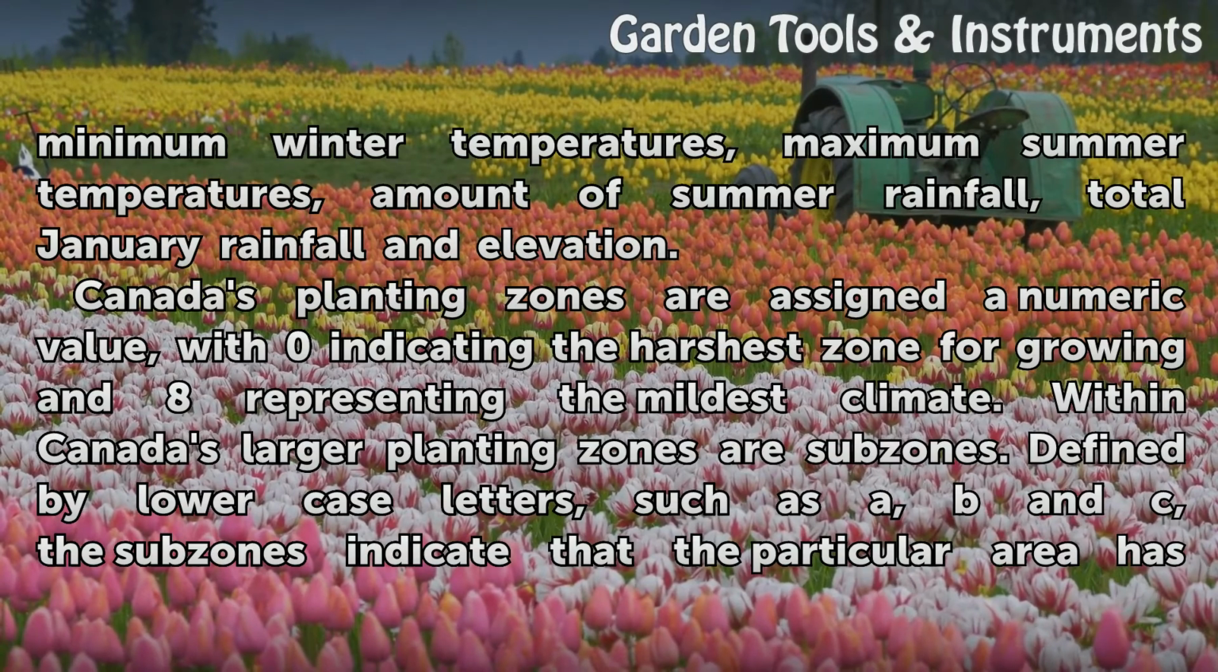Canada's planting zones are assigned a numeric value, with 0 indicating the harshest zone for growing and 8 representing the mildest climate. Within Canada's larger planting zones are subzones.